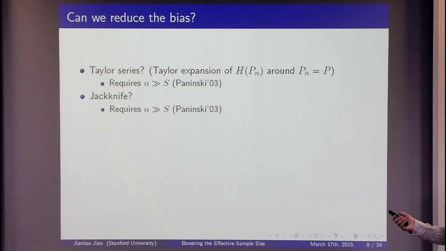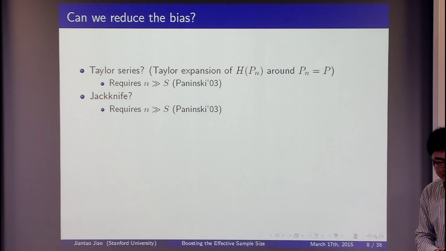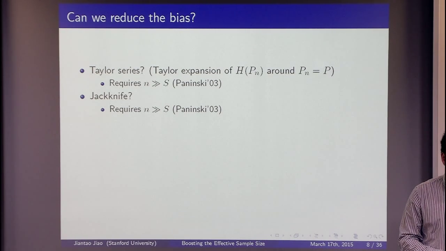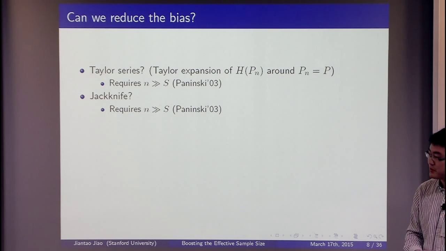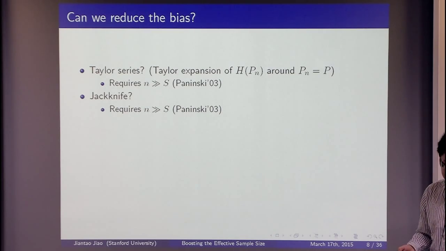Bad idea for this. There's also an idea called the jackknife. You don't know P, right? But in this idea, you correct it by plugging the empirical distribution in for P. That's the general idea of the Taylor series expansion: you can expand, but you correct using your unknown estimate. The jackknife seems to reduce the bias in an asymptotic sense, however, it was shown by Paninski not to work in this high-dimensional setting. Bad news.